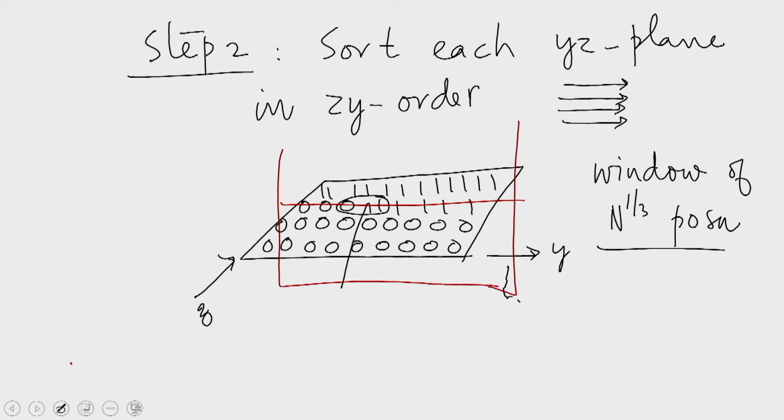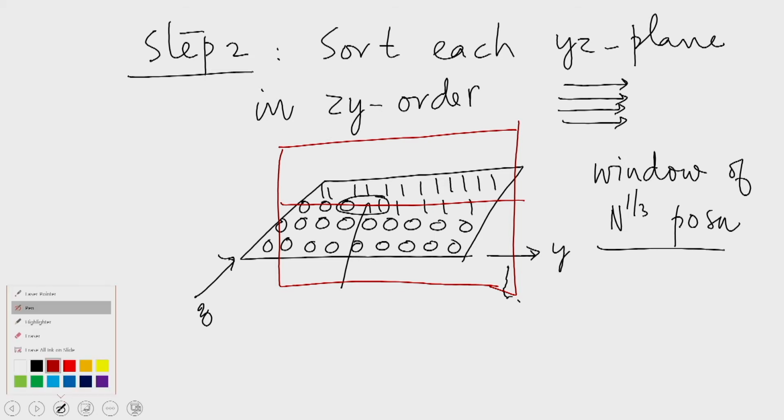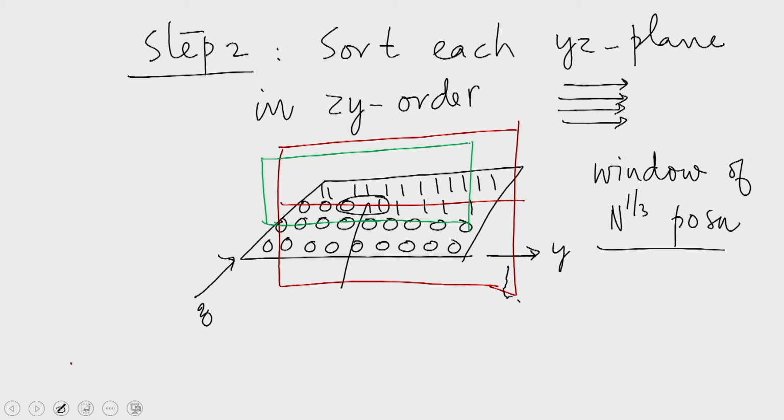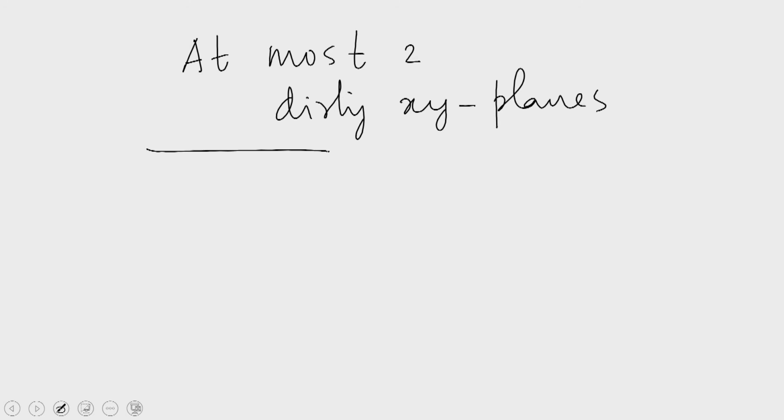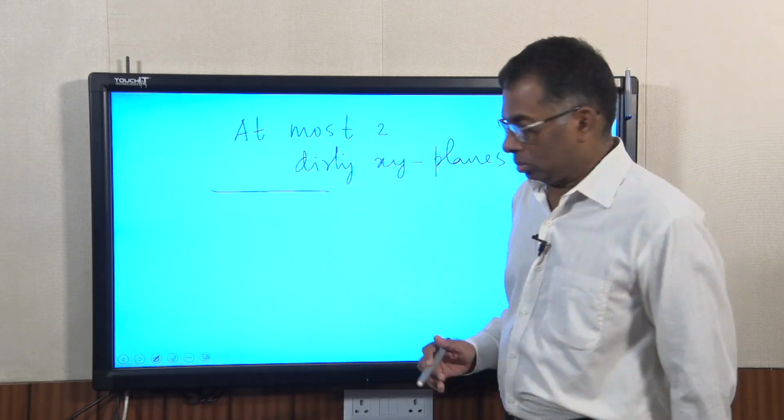This could be one dirty xy plane, or this could be another dirty xy plane. So there could be at most two dirty xy planes in the entire mesh. Now all that is left is for us to fix these two xy planes, but the problem is that we do not know which xy planes these are. We know that there are only two in the worst case, but we do not know which two.